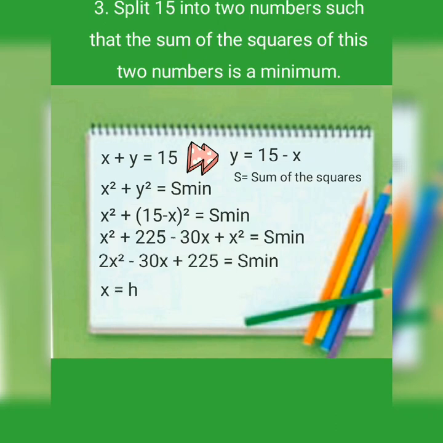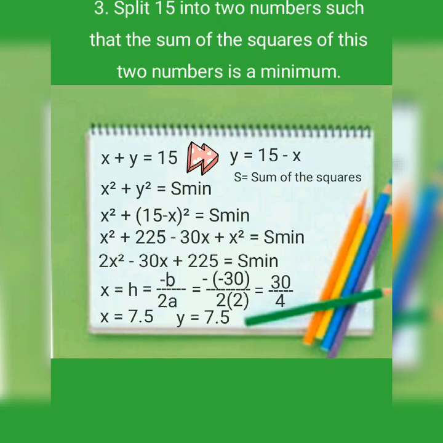225. Since x is equal to h, which is also equal to negative b over 2a, we will have negative times negative 30 all over 2 times 2, which is equal to 30 over 4. x is equal to 7.5 and y is also equal to 7.5. Therefore, when 15 is split into two numbers such that the sum of the squares of these two numbers is a minimum, both are 7.5.